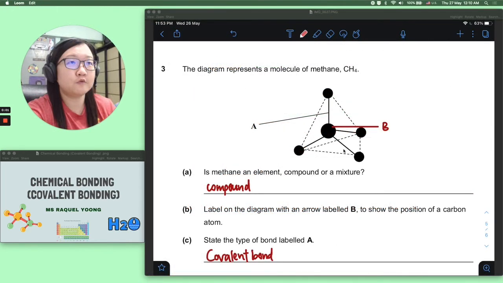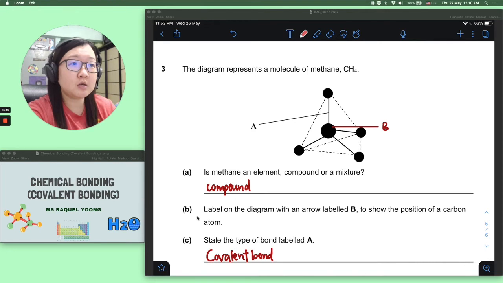Moving on to question 3, the diagram below represents a molecule of methane, CH4. Part A, is methane an element, compound, or a mixture? Answer is compound. As you can see from the diagram itself, the different sized circles represent different atoms. So over here, since you have two different elements chemically combined together in a covalent bond, it's very clear that methane is a compound.